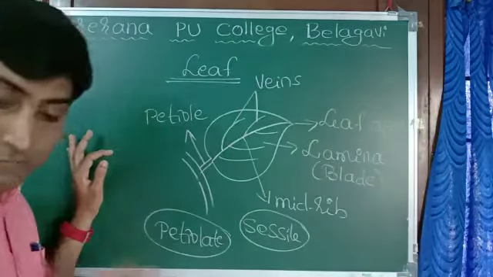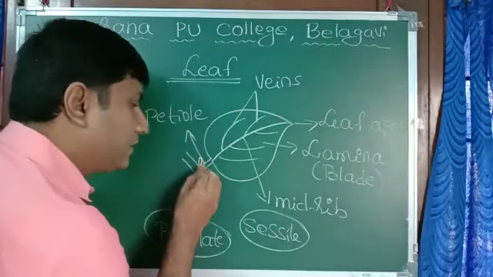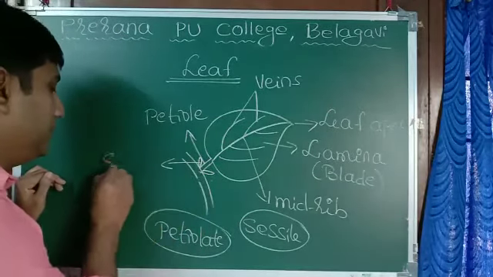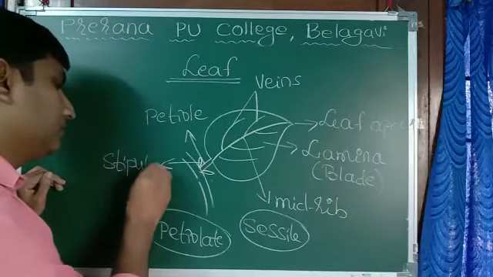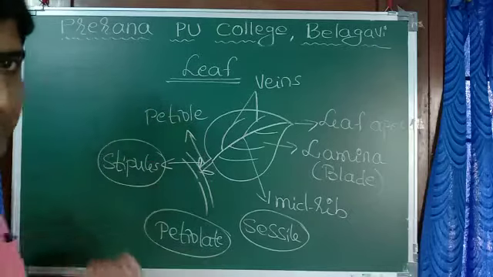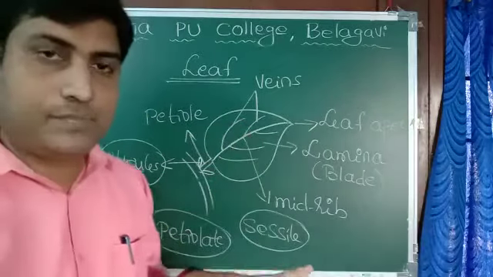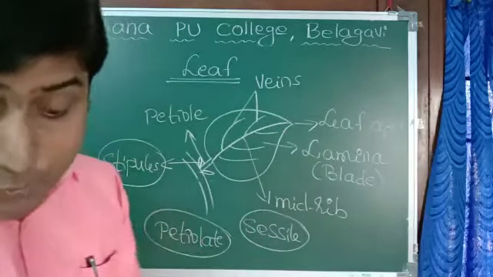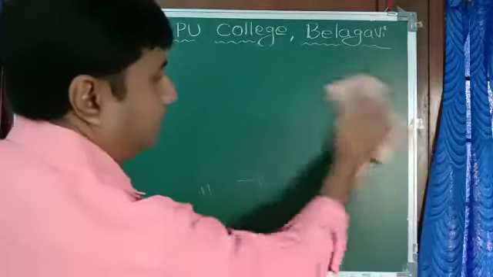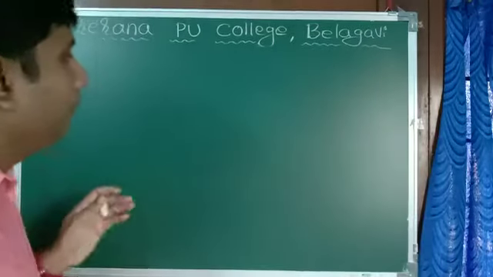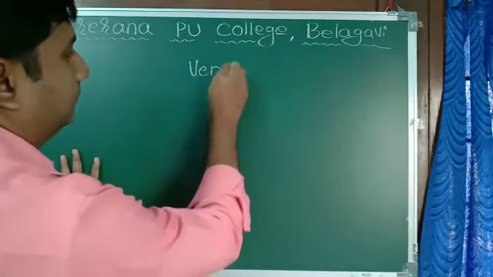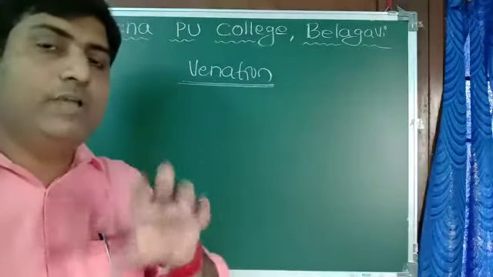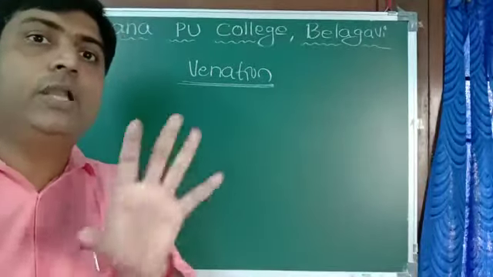Then in some leaves we see small leaf-like structures here, as in case of hibiscus, and these are called stipules. I was speaking about these veins. The arrangement of veins inside the leaf blade is called venation. What is venation? Arrangement of veins and veinlets inside the leaf blade or leaf lamina.